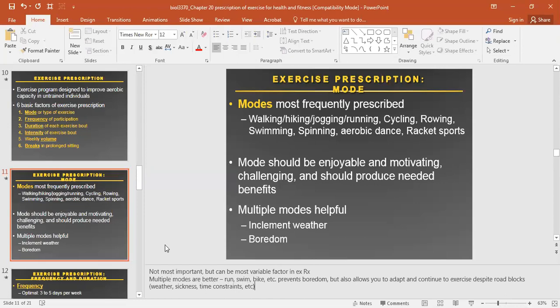So mode is important. It's not the most important in exercise prescription, but it is the most variable. If you're bored with exercise, you're going to quit. So if you're bored, you're more likely to quit. And ain't nobody got time for that.